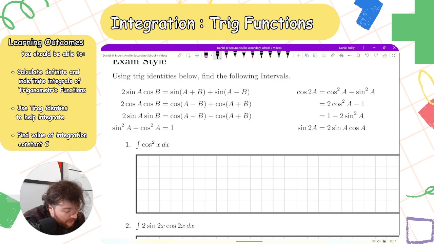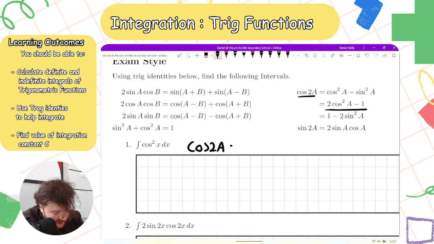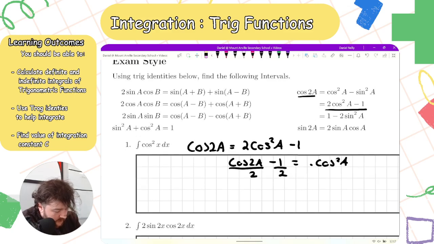So I'm looking around, and I see cosine 2a is equal to 2 cosine squared a minus 1. So cosine 2a plus 1 equals 2 cosine squared a, divide by 2. So I can rewrite cosine squared a as cosine 2a over 2 plus a half.